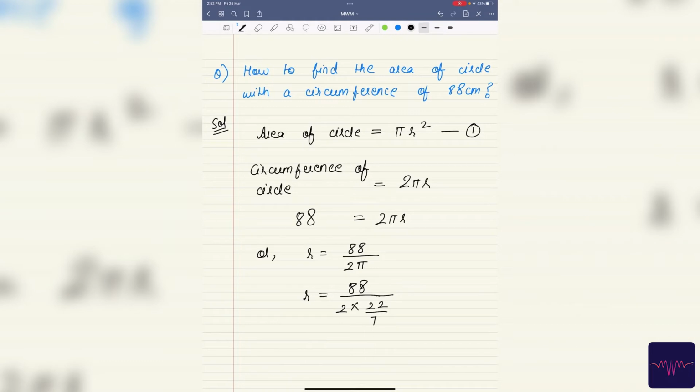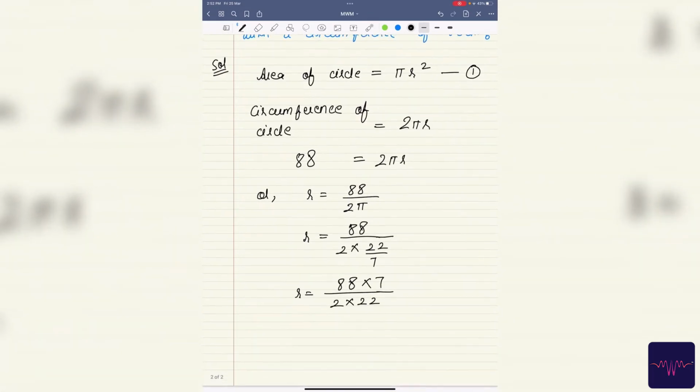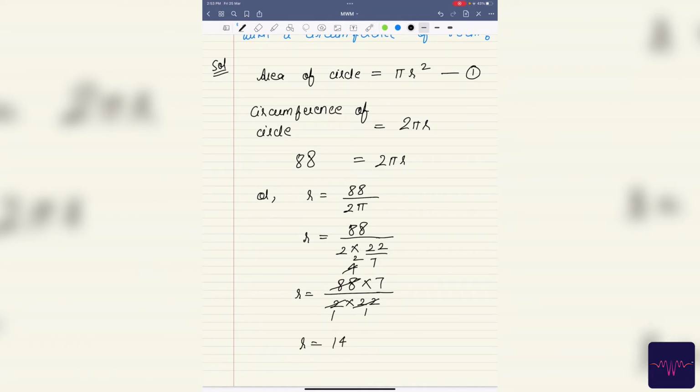Now we can divide it. Before we start the simplification, I want to write this as an improper fraction. So the 7 will go up. If you are aware of the division rule of fractions, the lowermost denominator goes to the top. Now let's cancel them out. 88 is divisible by 22 as a whole, meaning the remainder will be 0 when you divide 88 by 22. Then again 4 is divisible by 2. Finally the radius comes out to be 14 centimeter.